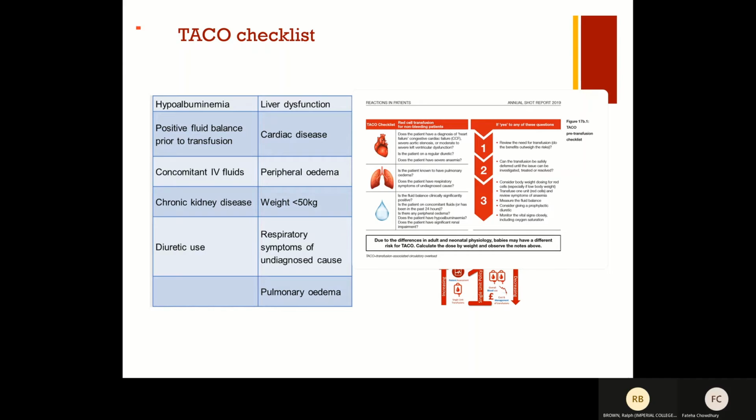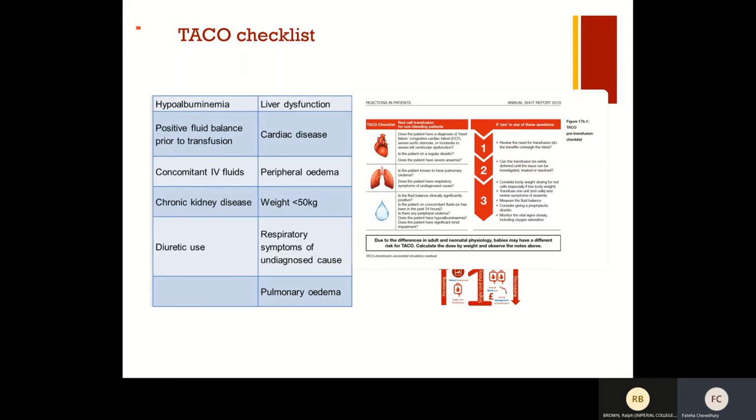So in this blue chart here, I've got all the risk factors for TACO, and the simple thing is to look at this, look at your patient and work out if they've got any of these contingencies. If they have, and if you need to transfuse them, think about how much volume you're going to transfuse, and you need to create some space to allow that transfusion to happen without causing TACO. You create space by giving them diuretics.